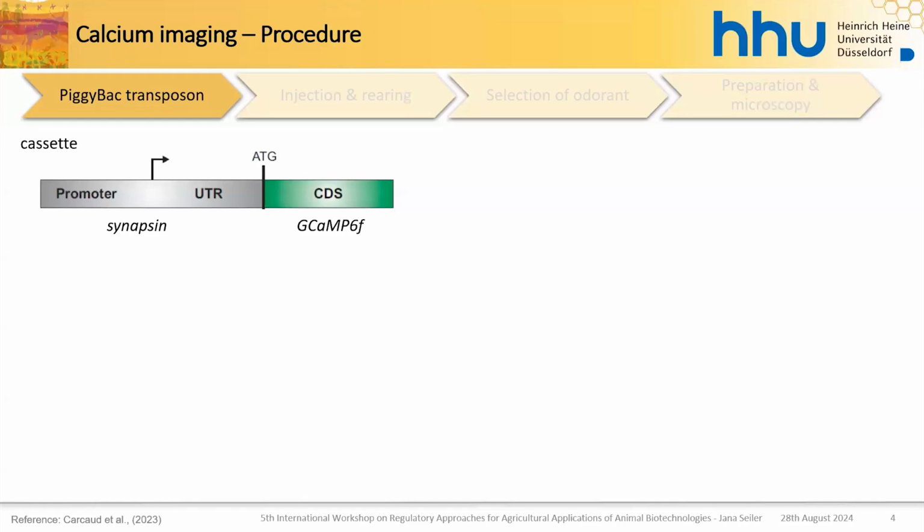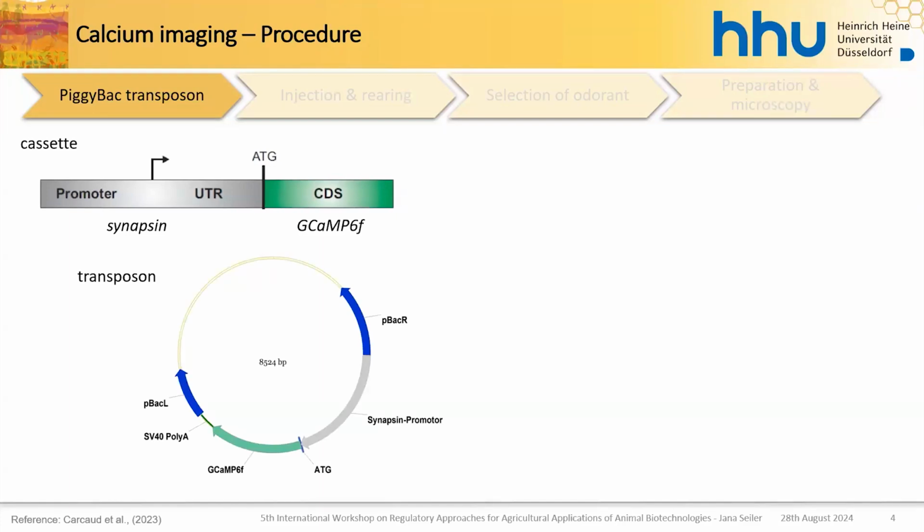The coding sequence that we insert into the cassette is derived from a fluorescent protein called GCaMP6f. This protein has a special property. It fluoresces when it comes into contact with calcium ions. We then inserted this entire cassette into a so-called piggyBac plasmid. This plasmid served as a transport vehicle with which we can introduce the cassette into the bee's genome.